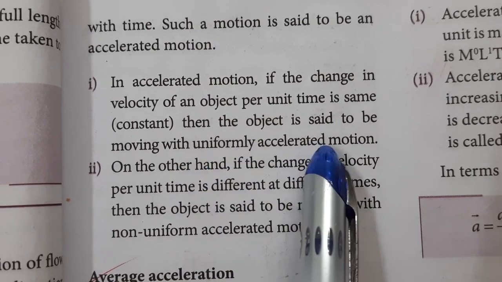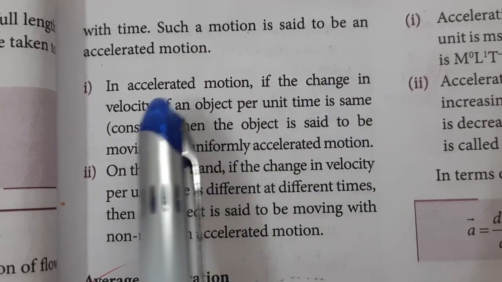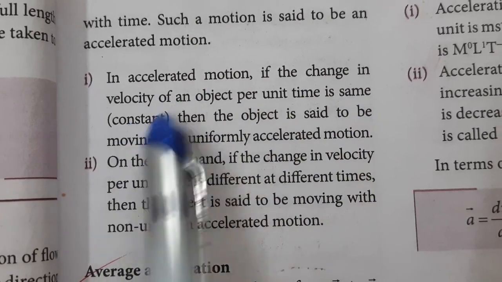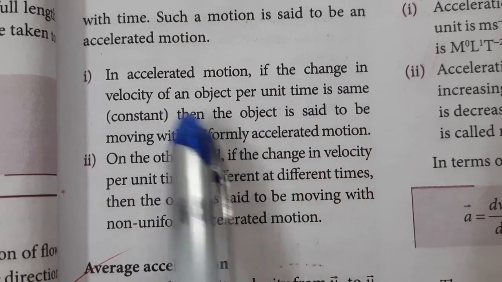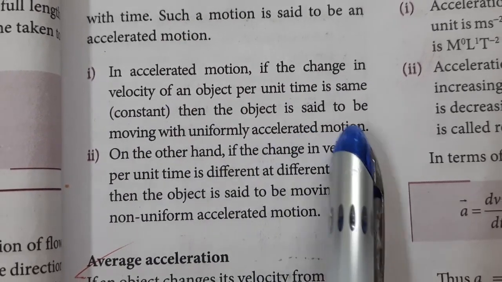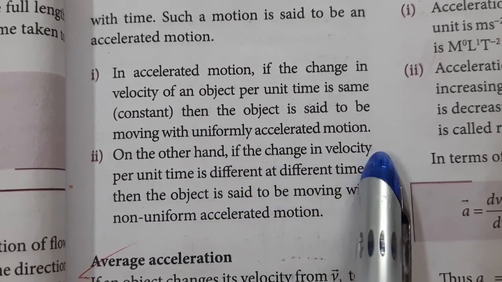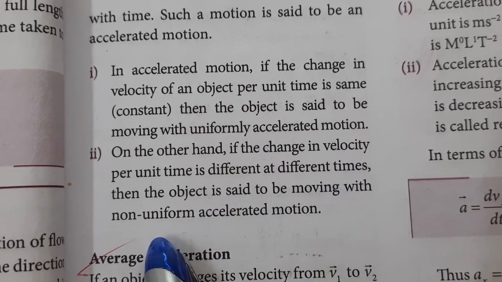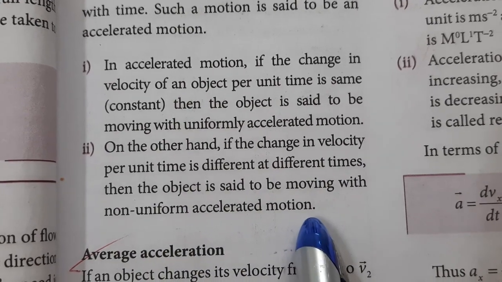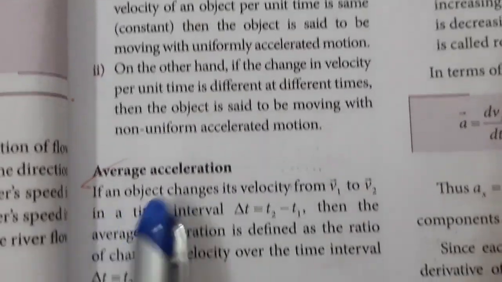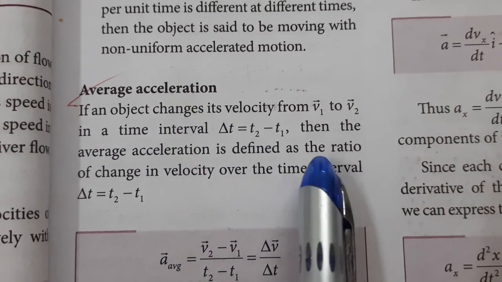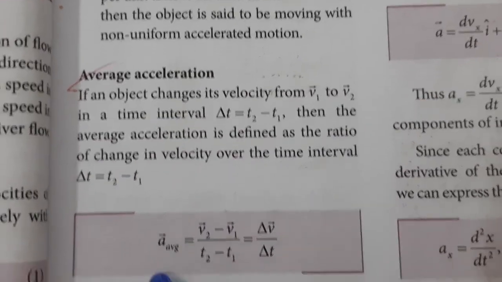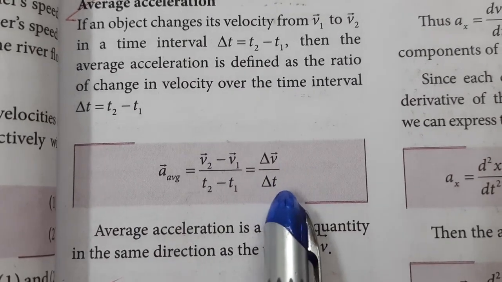What is uniform accelerated motion? If the change in velocity of the object per unit time is the same or constant, it is known as uniform acceleration. If the change in velocity per unit time is different at different times, then the object is said to be moving with a non-uniform accelerated motion. Also, average acceleration is the ratio of change in velocity over the time interval. So average acceleration equals delta v by delta t.